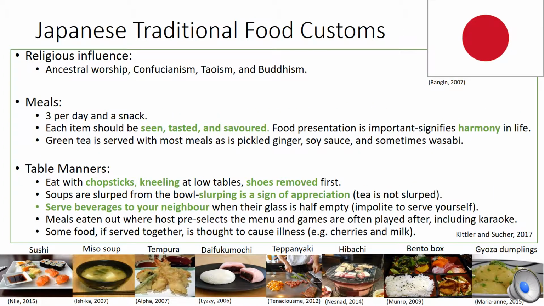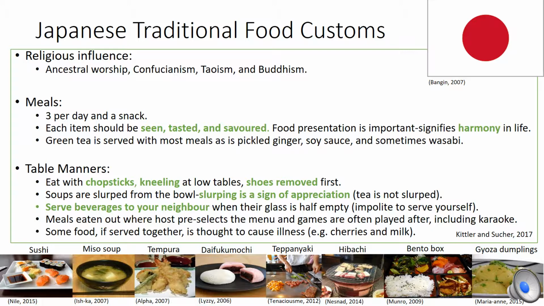Japanese traditional food customs are influenced by ancestral worship, Confucianism, Taoism, and Buddhism. Meals are offered 3 per day and a snack. Each item should be seen, tasted, and savored. Food presentation is important. It signifies harmony in life. Green tea is served with most meals, as is pickled ginger, soy sauce, and sometimes wasabi.